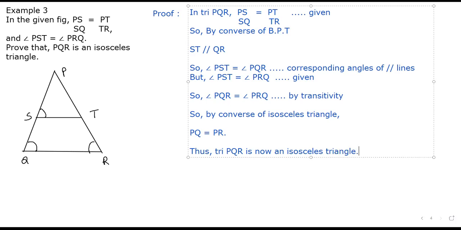Sir, then triangle PST also is an isosceles triangle. PST also will become an isosceles triangle. Correct. Very good. Hence proved. Yes or no? Yes, sir. Good.